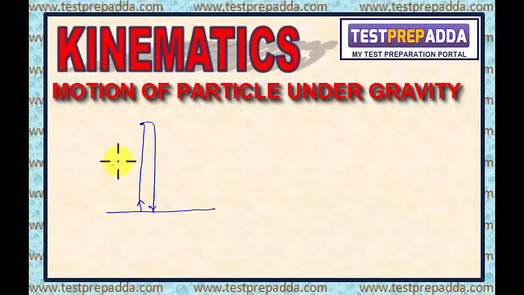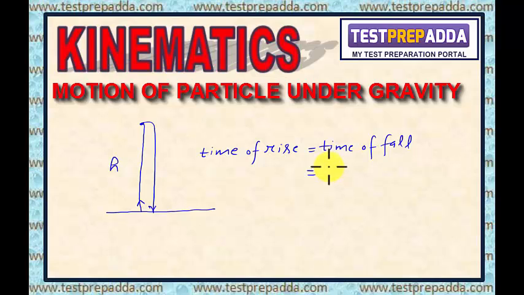Okay, this is the maximum height. Now we have concluded here that time of rise is equal to time of fall, and that is u by g, or better I say root 2h by g. Here if I take initial velocity as u.